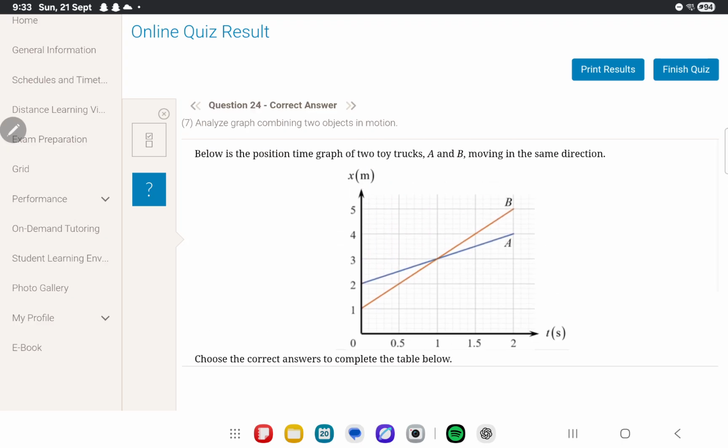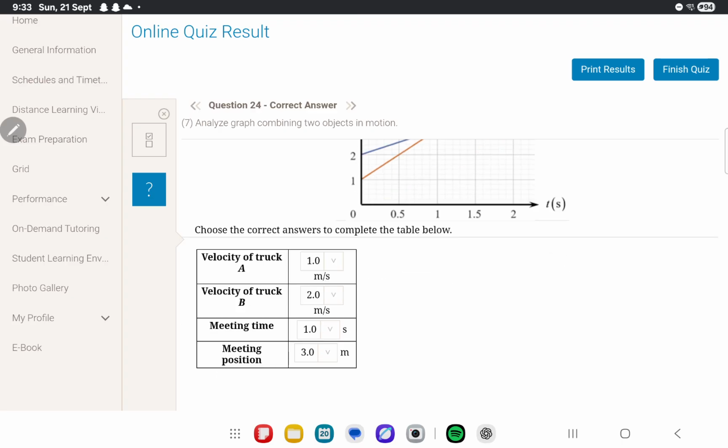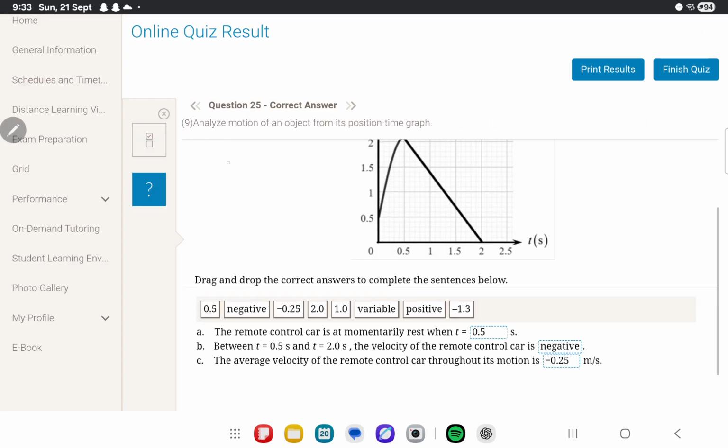Now, meeting time. So you look at t when they meet. It's going to be 1 second. That's their meeting time. Okay, the meeting position, you look at the y-axis, which in this case is x in terms of meters, which is 3 meters. Right? Now, moving on, question 25.